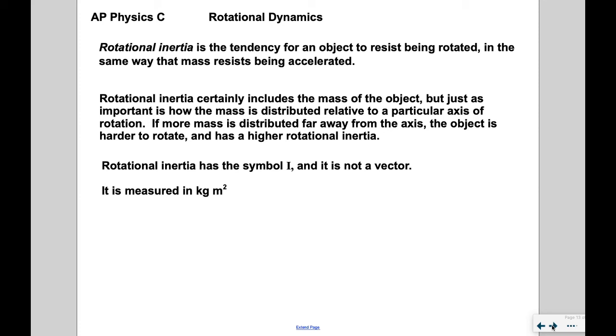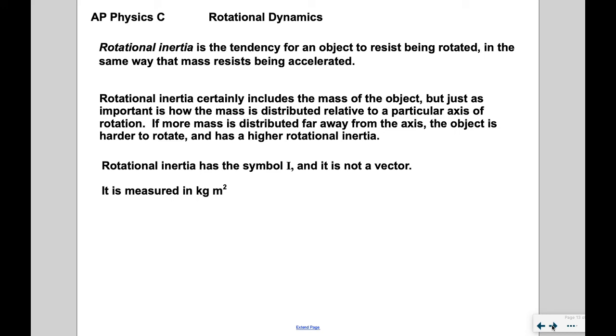So now we want to talk a little bit about rotational inertia. This is the tendency for an object to resist being rotated, the same way that mass resists being accelerated in a linear sense. The rotational inertia includes the mass of the object, but how that mass is distributed relative to a particular rotation axis is more important. The farther away mass is distributed from a rotation axis, the harder it is to make that object rotate. And that would indicate a higher or larger rotational inertia.